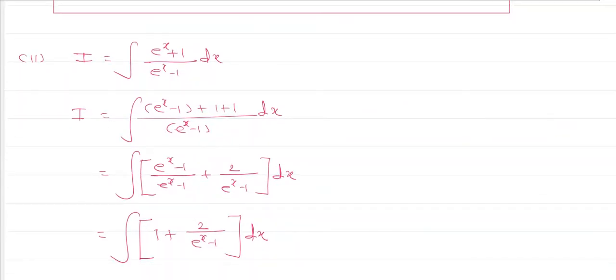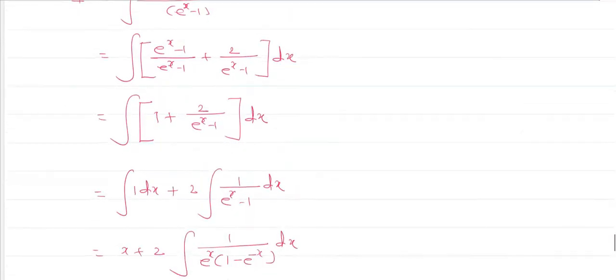I equals the integral of (e raised to x plus 1) upon (e raised to x minus 1) dx. Now here we have adjusted the term, minus 1 and plus 1, because in the denominator we have e raised to x minus 1. Therefore split this up: (e raised to x minus 1) upon (e raised to x minus 1) plus 2 upon (e raised to x minus 1). Now (e raised to x minus 1) upon (e raised to x minus 1) gets cancelled. You will get 1 plus 2 upon (e raised to x minus 1). Therefore the integral of 1 is x, plus 2 times the integral of 1 upon (e raised to x minus 1) dx.